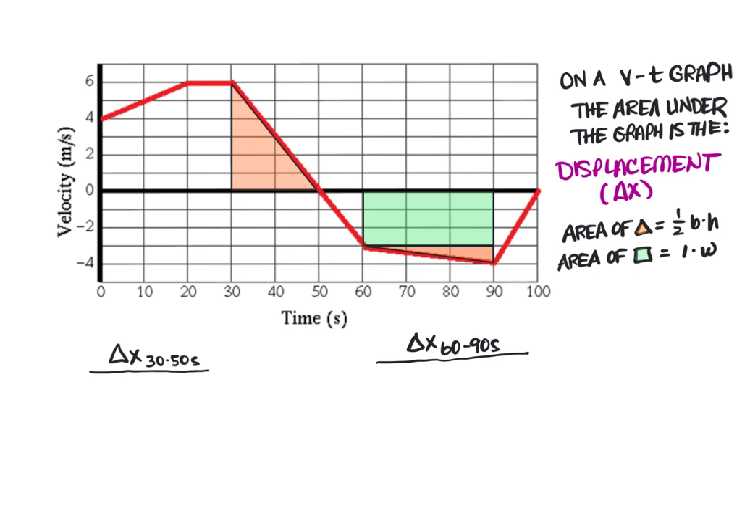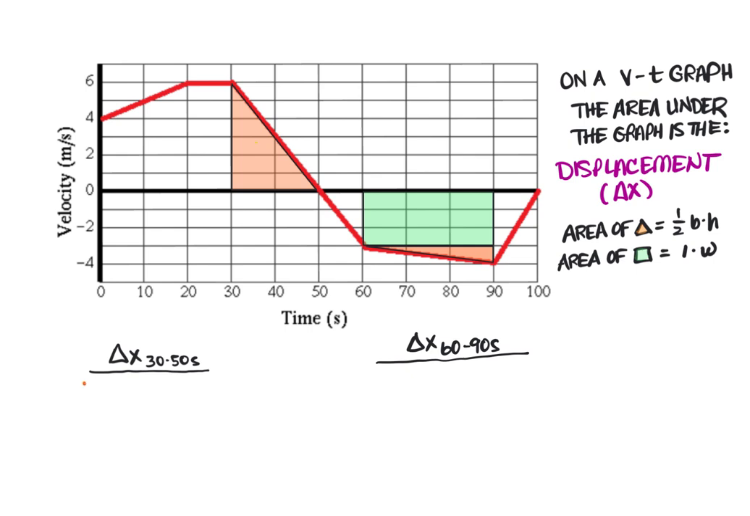Now, when we say the area under the graph, what we mean is the area between the line on the graph and the horizontal axis. So that heavy axis that's running straight through the middle of this graph. And so for the section of time from 30 to 50 seconds, I can see that the area between the line and the horizontal axis is just a triangle. And it's pretty easy to calculate the area of a triangle. It's just 1/2 the base times the height. And so I can very quickly just calculate that.